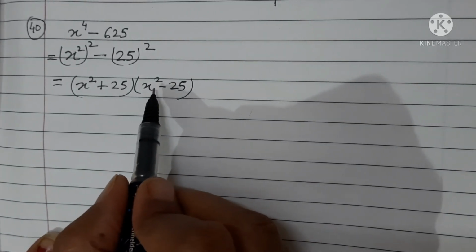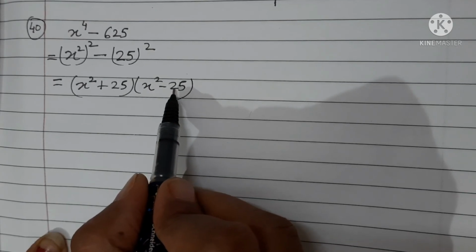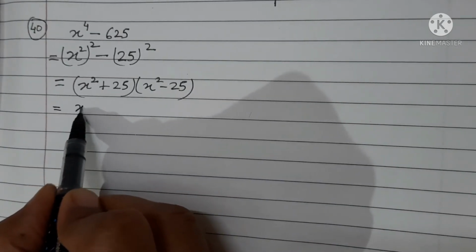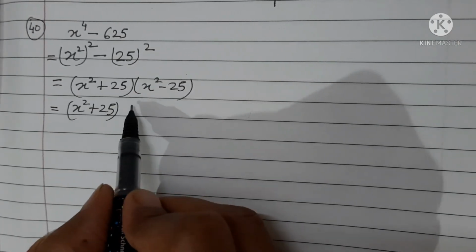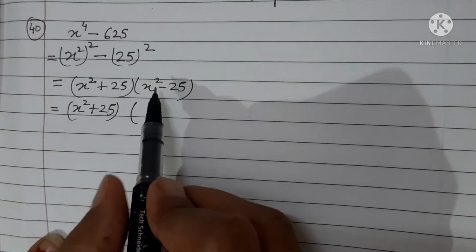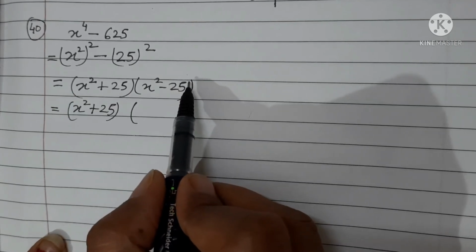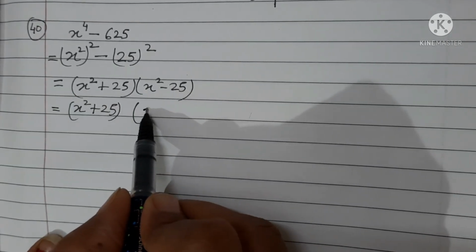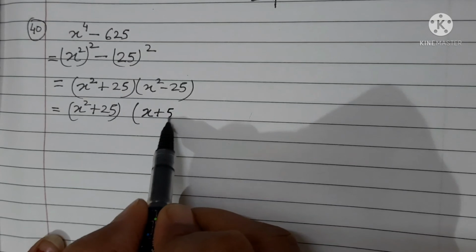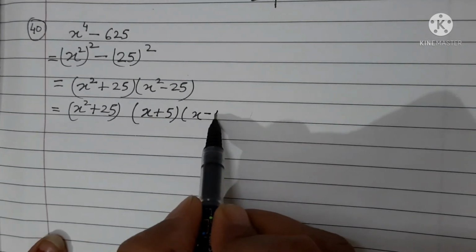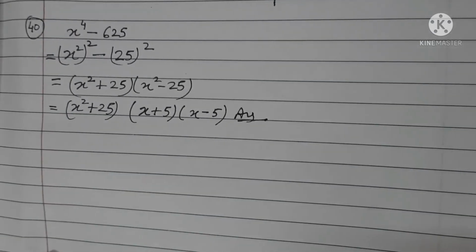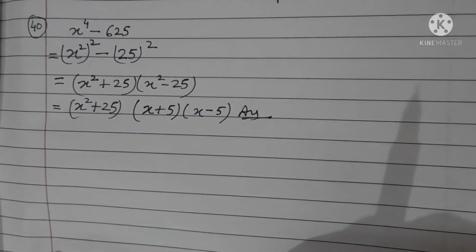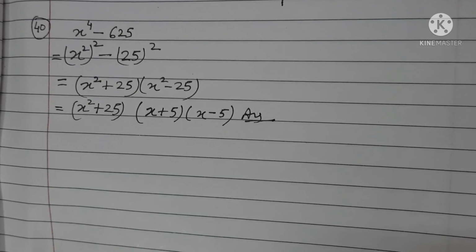Now again, you can write 25 as 5 square. So write this term as it is, and here x square minus 5 square. So break it: x plus 5, x minus 5. Answer. This exercise is completed now, and the next exercise we will do in our next video.